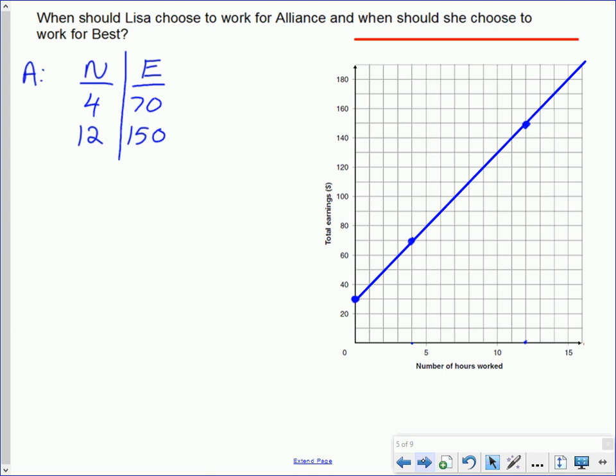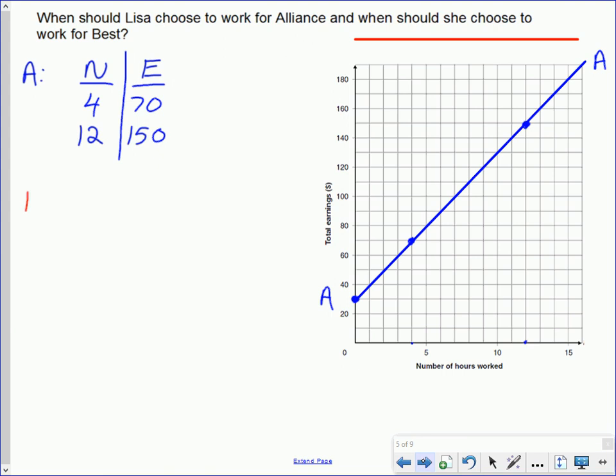Now, I can tell the difference between my line for Alliance and Best because I'm doing them in different colors. What's helpful if you're doing this in pencil in one color is to label it, and I'm going to label it at both ends. So this blue line here is Alliance. I'm going to label the beginning and the ending of the Alliance graph here. Now let's graph our line for Best Industries.